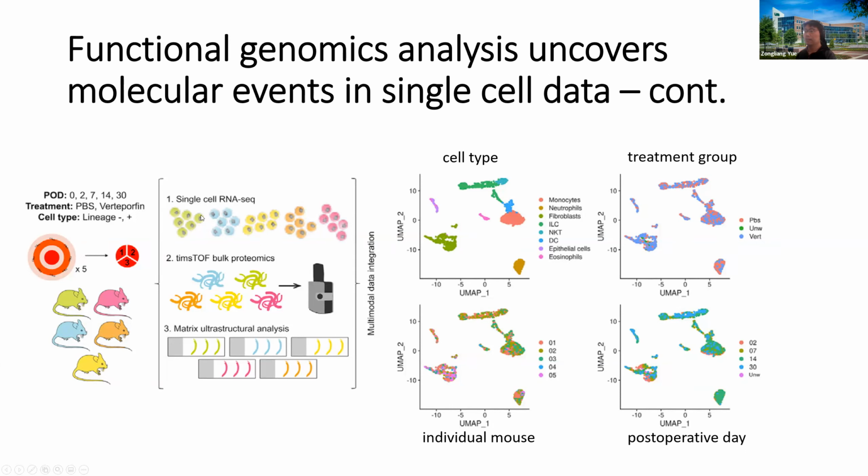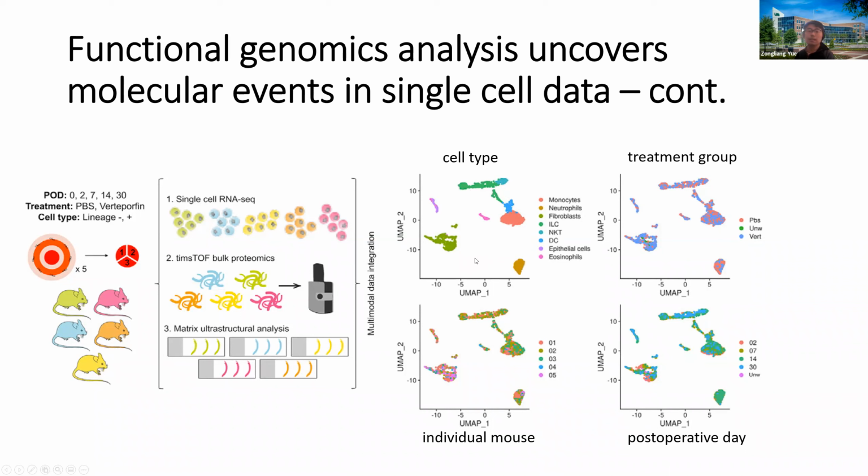I will just bring in single cell RNA-seq as an example of how functional genomic analysis can help in interpreting those functions. They have the post-operative days and the treatment with PBS and verteporfin. They do the single cell analysis and can directly get this UMAP plot. They also map different clinical features, such as the cell types they have identified, the treatment groups, the individual mouse, and the post-operative days.